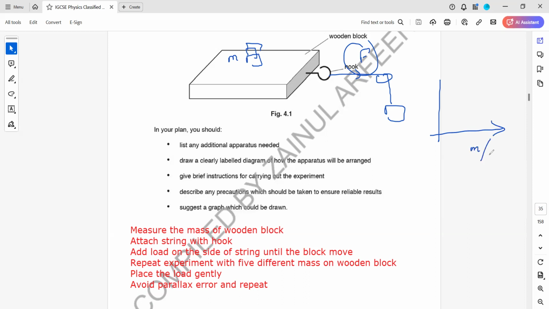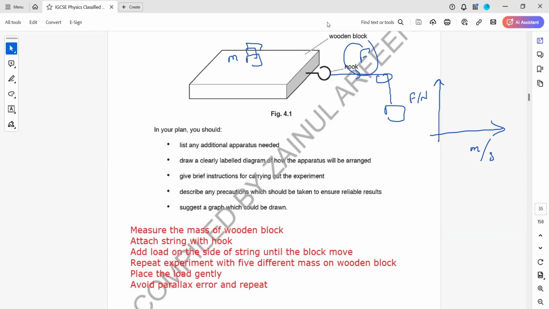So we'll plot a graph with mass on the x-axis. The SI unit of mass is kilogram, but for this we'll use gram. Why? Because in the lab, the masses are in gram rather than in kilogram. And the force will be in newtons. So just mention: plot a graph between the mass on x-axis and force on y-axis. You can mention that statement.